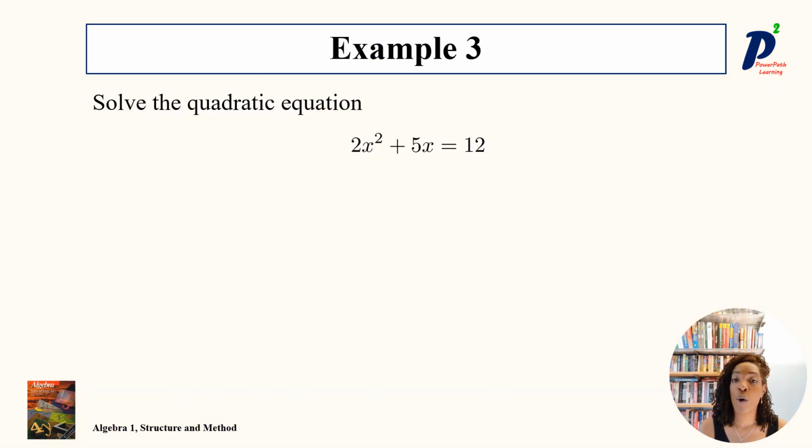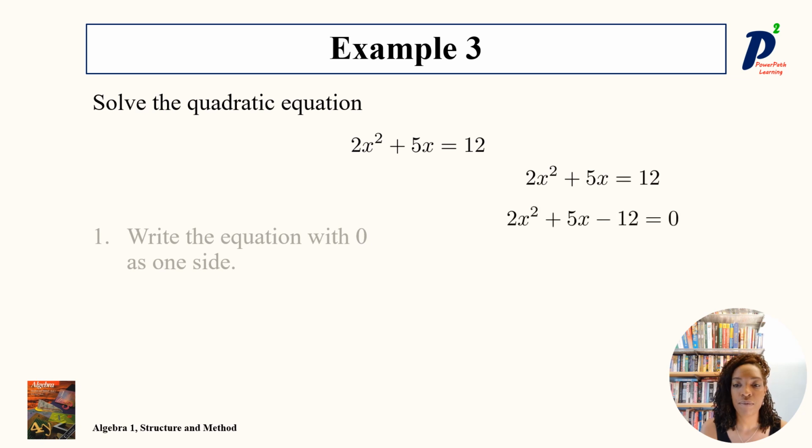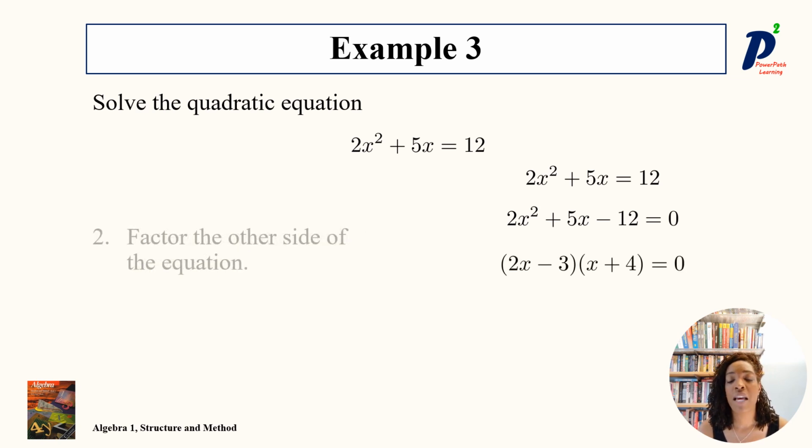We need to solve the quadratic equation, remember, second degree polynomial, 2x squared plus 5x equals 12. Now first we need to move all of our terms so 0 is by itself. So I'm going to subtract 12 from both sides, to get 2x squared plus 5x minus 12. Always make sure to do this because in order to use the zero product property, one side has to be 0, hence the name. Next, let's factor to get 2x minus 3 times x plus 4 equals 0.